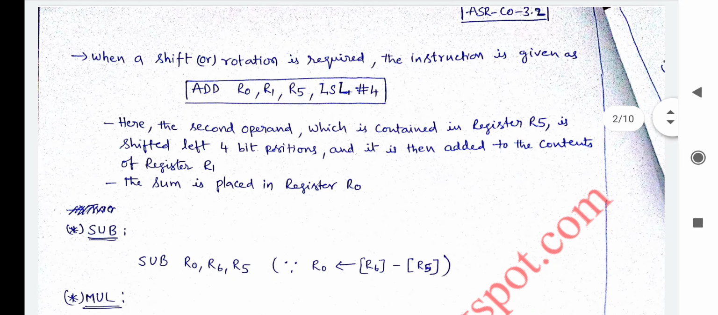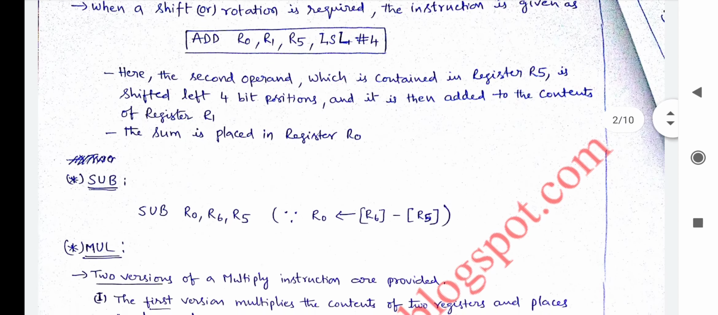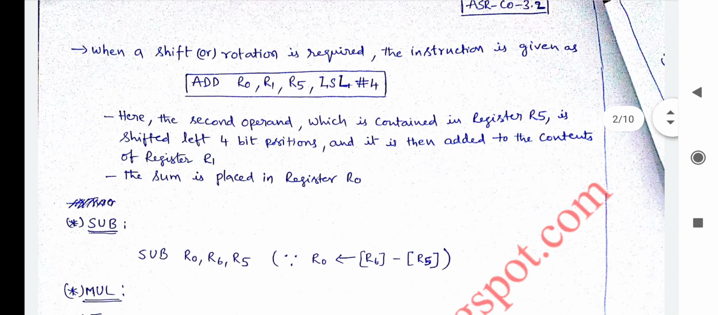See, the addition operation is performed in three different ways. One is you have to add the content which is stored in the register to register. You have to add the content stored in one register and stored with another register, and the sum is added in some other register.